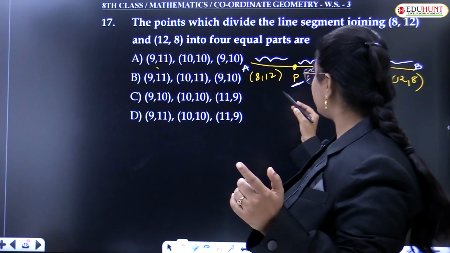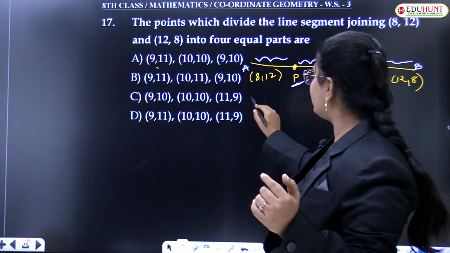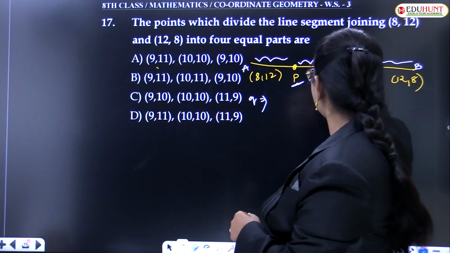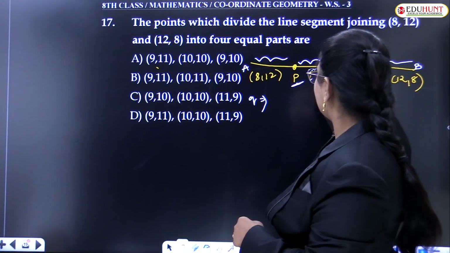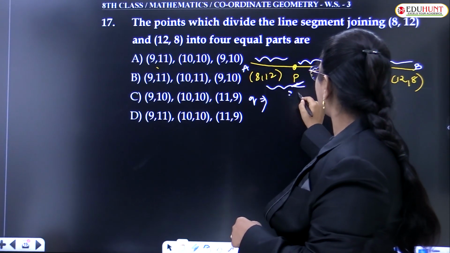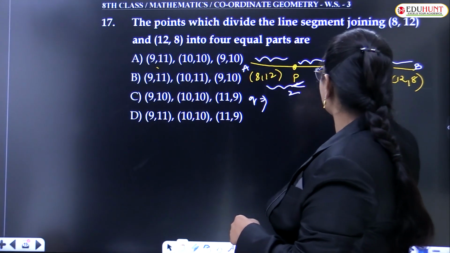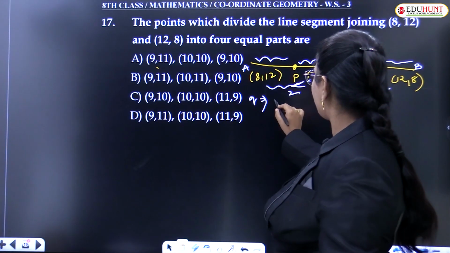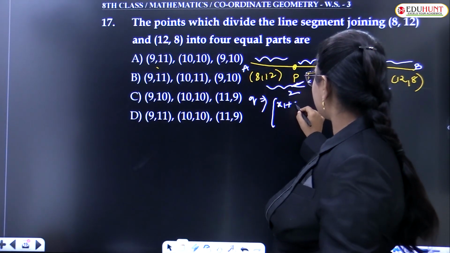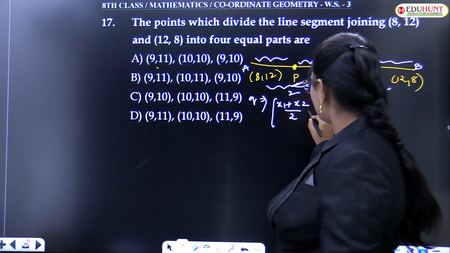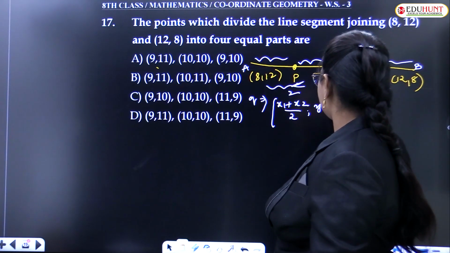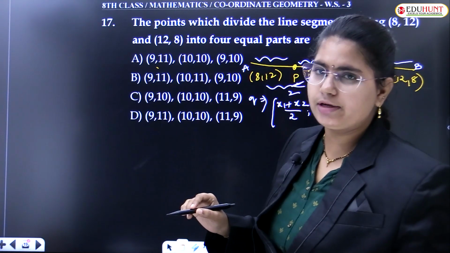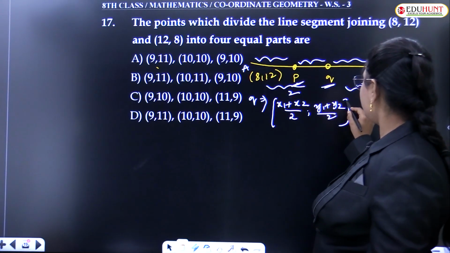Correct? So let's begin the problem by finding the value of Q. Q is exactly being divided in the middle of the part. So here also it is making 2 equal parts. This is also making 2 equal parts. That means Q is the midpoint of AB. So what is the midpoint formula? x1 plus x2 by 2, y1 plus y2 by 2. So this is the midpoint formula, right?